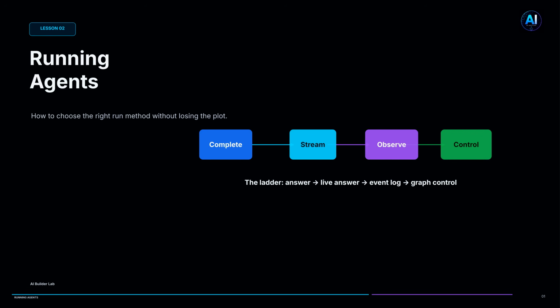In the first video, we learned what an agent is: model, tools, context, and typed output. In this lesson, we focus on the next practical question. How do we actually run the agent? We're going to use a ladder: complete, stream, observe, control, and keep that mental model throughout.